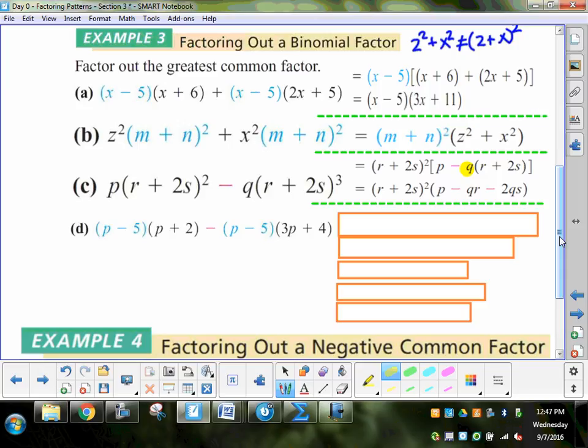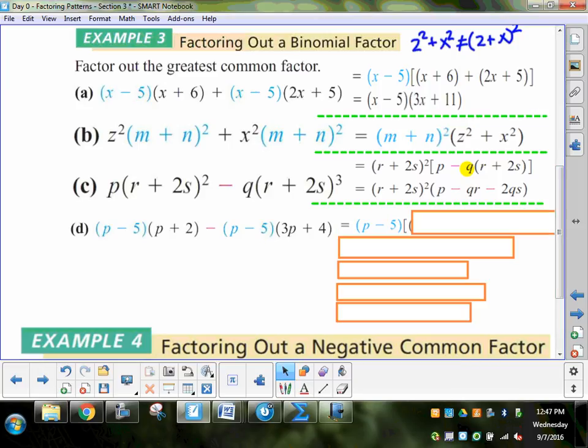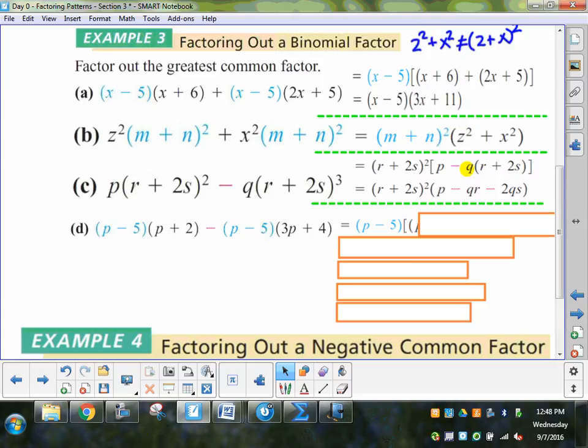Look at what's here. Hands up, please, if you can tell me what the GCF is for D to start. And what are you left with after you factor out the quantity P minus 5? P minus 5 minus 3P plus 4. Close. What did you say was after this P minus 5?